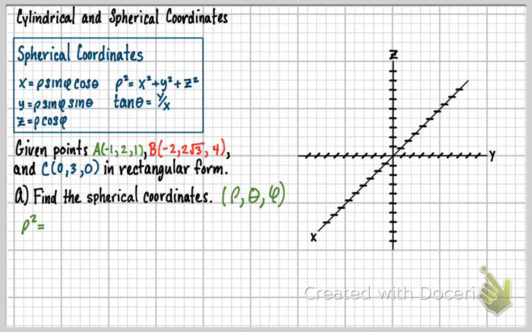And that equals x squared, so that's -1 squared plus 2 squared plus 1 squared. And remember, here's my -1, here's my 2, and here's my 1. And that's going to give me 6, which means rho then is square root of 6. So I have my first coordinate here, which is square root of 6. Now I need to find phi and theta.